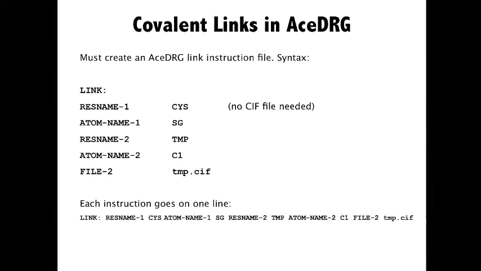I mentioned that links is a new feature, so covalent links in AceDRG. AceDRG requires a link instruction file in order to work with this. So suppose you've got a cysteine and you want the SG in that cysteine to be linked to the C1 in some custom ligand that you've got called TMP. Because cysteine is a standard residue, you don't need a CIF file, but because you've got a custom ligand to link it to, you provide the CIF file corresponding to that ligand. You create your instruction file, pass it to AceDRG, and a new link dictionary with possible modifications is created.